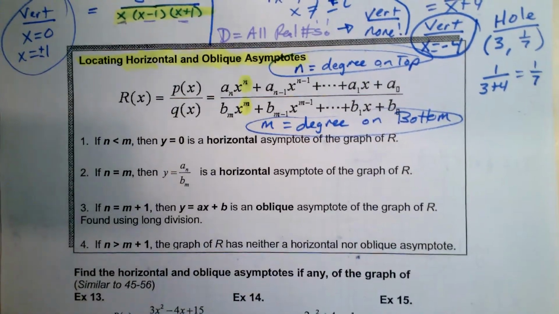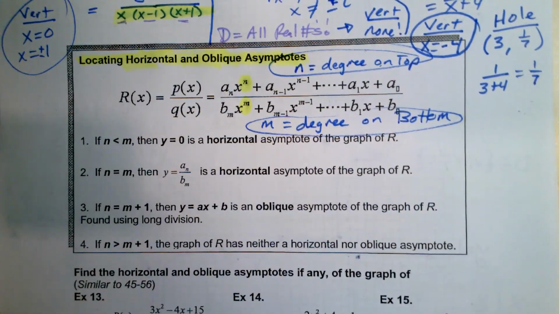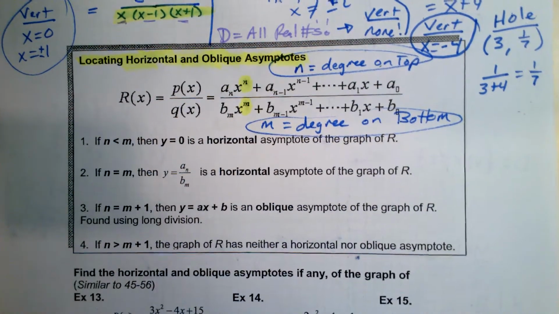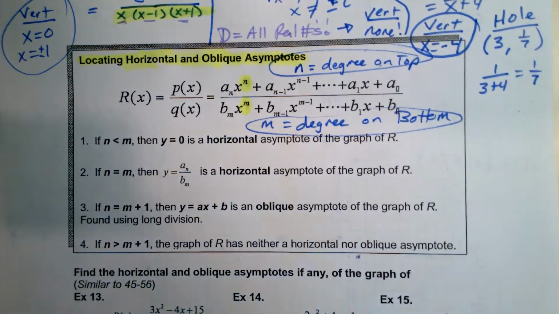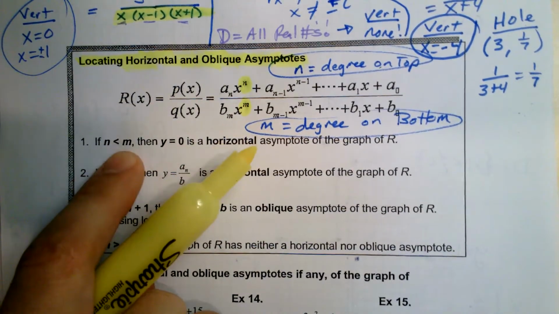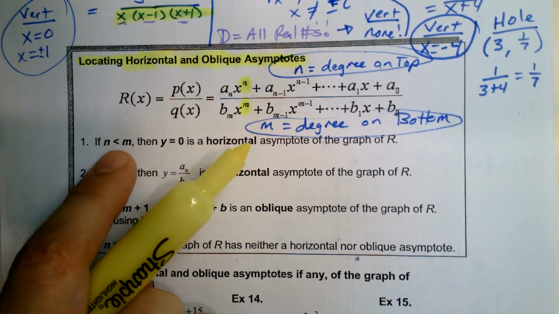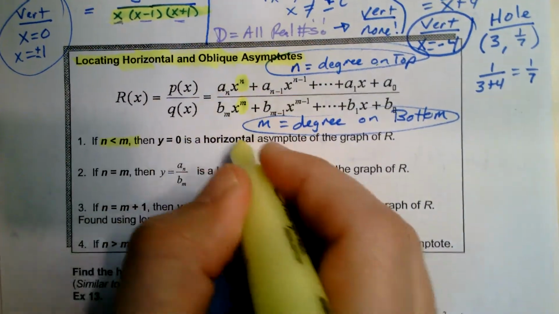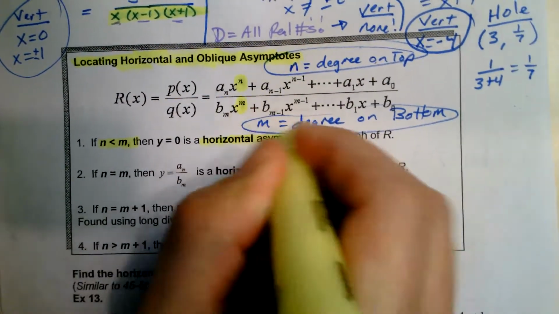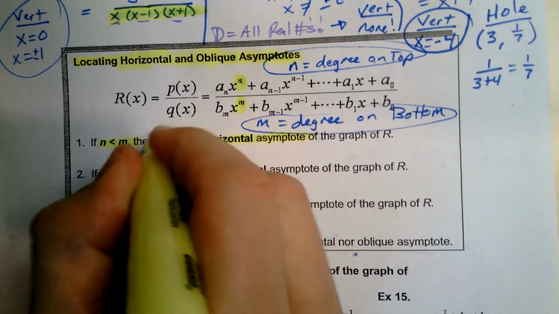in your denominator. We're going to compare the degree on top and the degree on the bottom to see if it has a horizontal or oblique asymptote. If the degree on top is less than the degree on the bottom, if n is less than m, the rule says we have a horizontal asymptote, and that's at y equals 0.